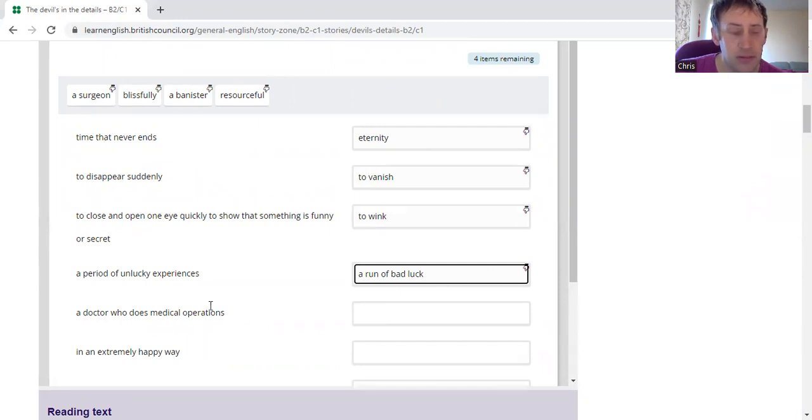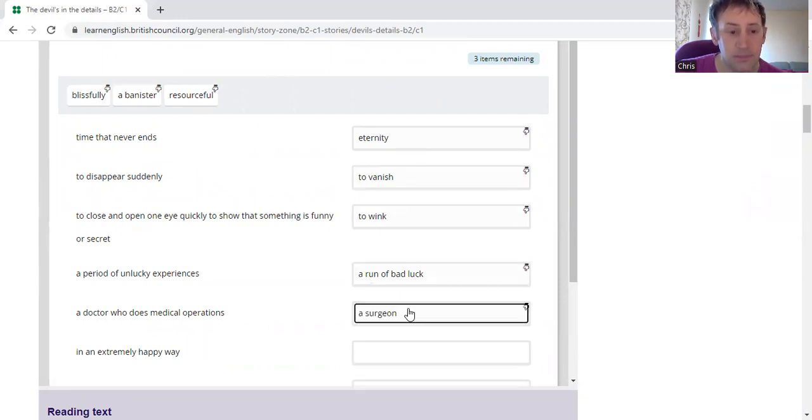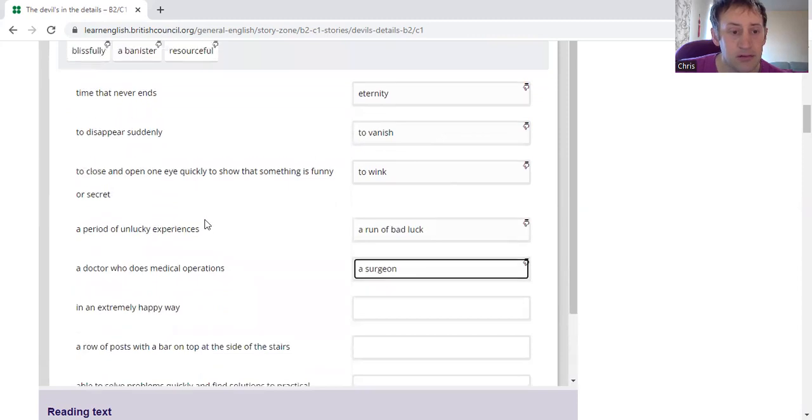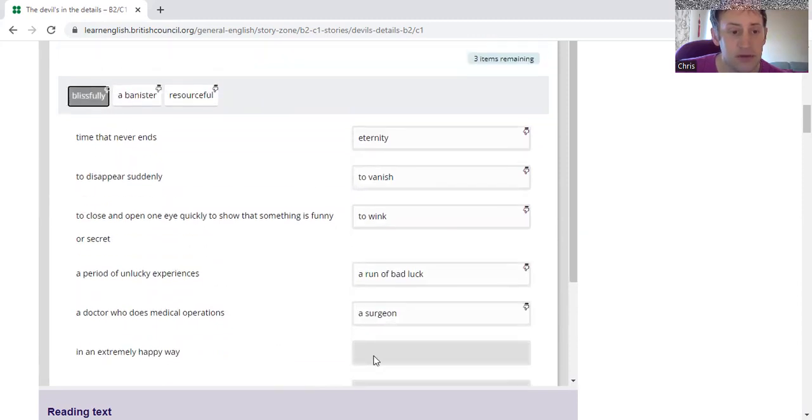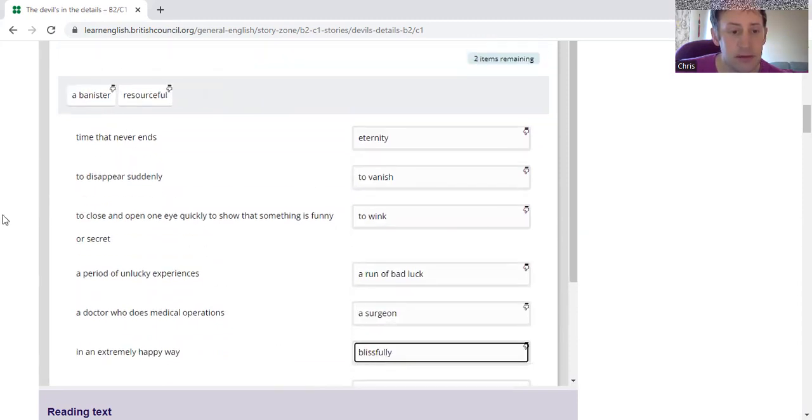This one should be quite straightforward. As a surgeon. In an extremely happy way, blissfully. He taught the lesson blissfully.